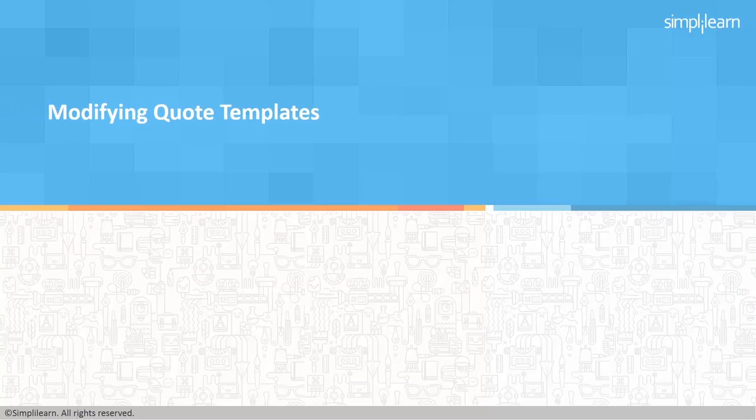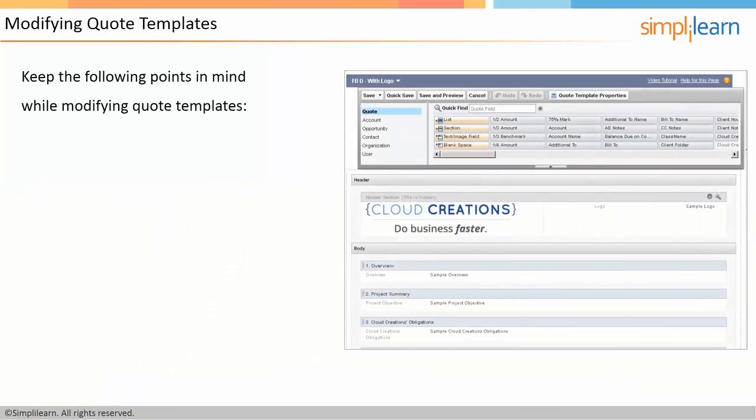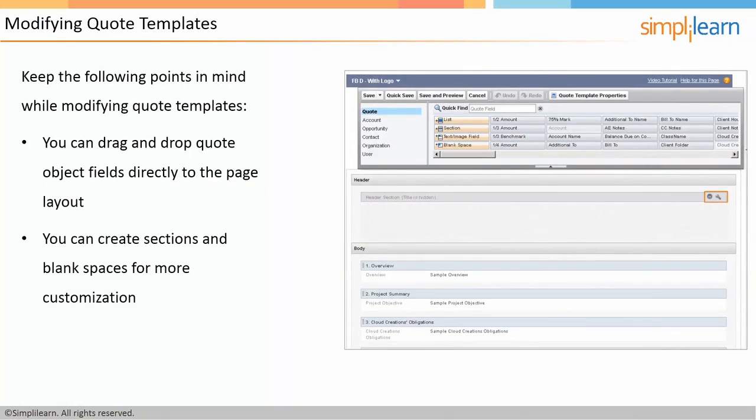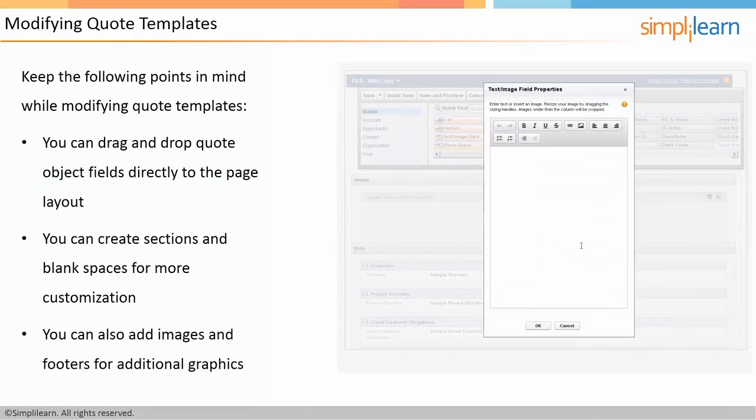The next thing we're going to go over here is making changes and modifying quote templates. As I briefly demonstrated before, you can drag and drop quote object fields directly onto the page layout. You can create sections and blank spaces for more customization. You can also add images and footers for additional graphics. So if you look at the template over on the right-hand side here, you can actually see that we've got a company logo in the top left corner, and there's some sections there that sort of look like a contract. So in Salesforce, you have the ability to add fields and graphics and sections, and customize it pretty well.